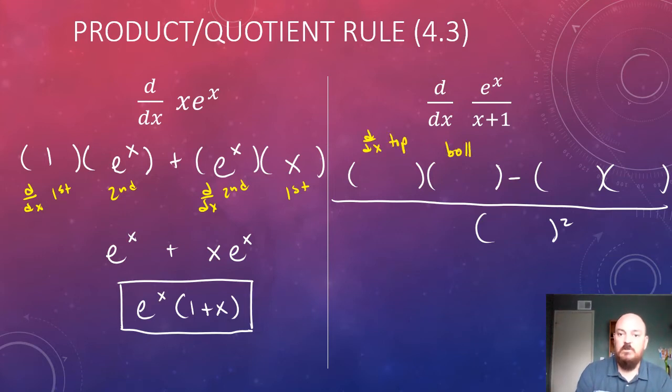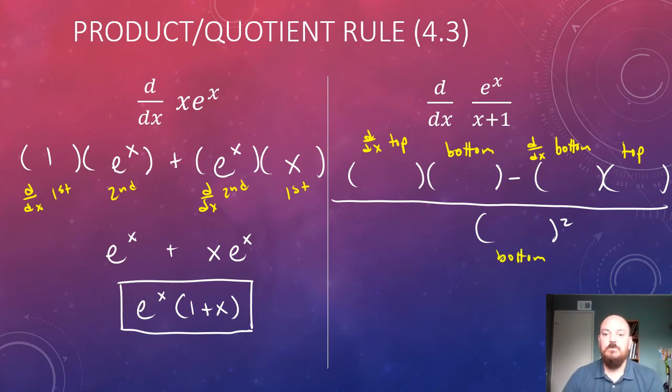This is the bottom function. This one is the derivative of the bottom times the top. And this is going to be that bottom function right there. So 3 of our bubbles you can fill in automatically. The x plus 1 goes here and here, the bottom function, and the e to the x goes here.